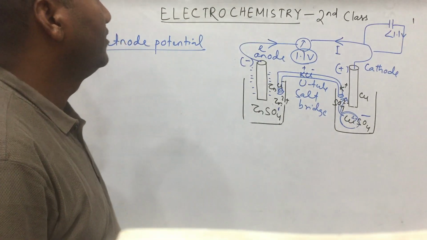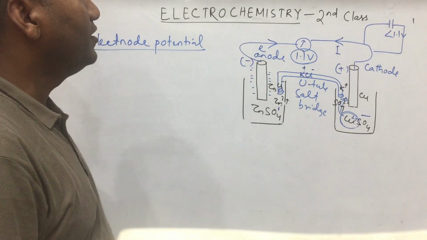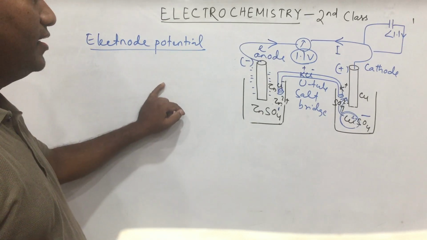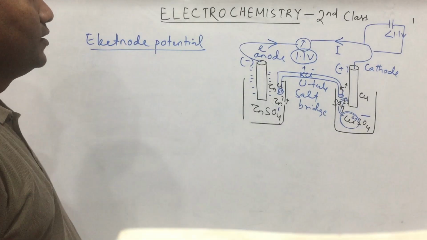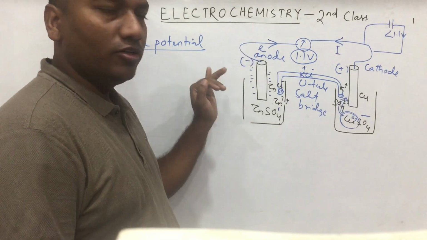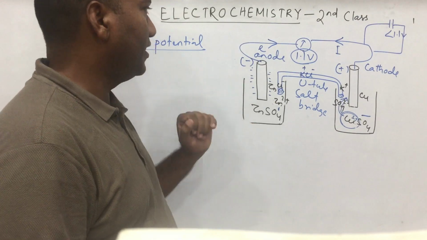Welcome student. This is the second class of electrochemistry. In this class we will read what is electrode potential and what is cell potential. In the last video we read about the construction and working principle of a galvanic cell.